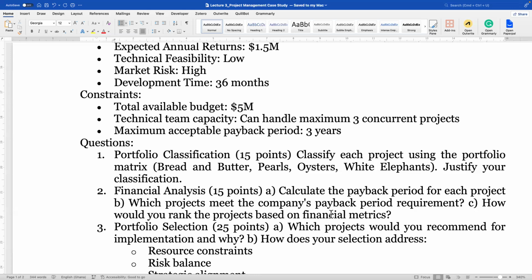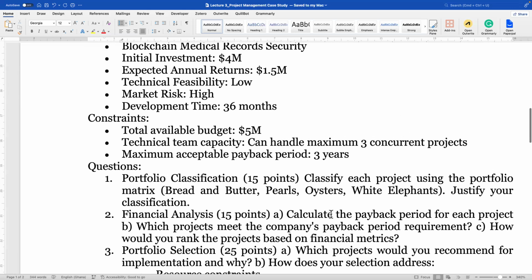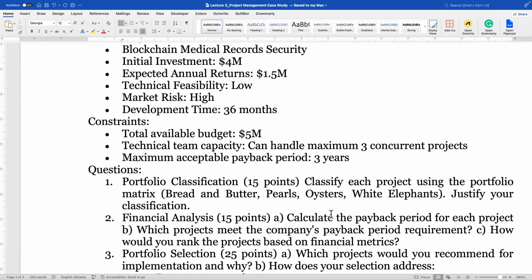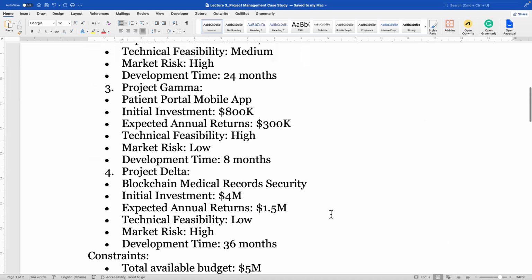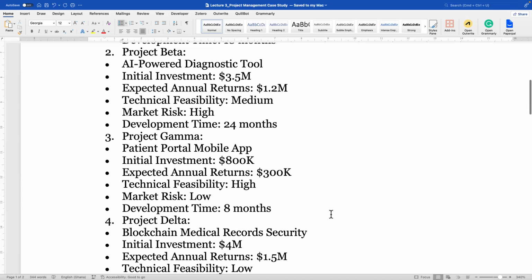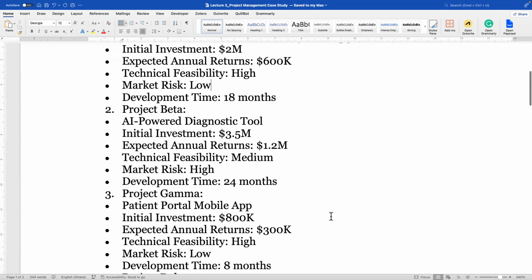They say total available budget is 5 million. The company has got 5 million. So if you go and pick project 4, which is 4 million, and you go and pick project 2, which is 3.5 million, it cannot form your project portfolio. More than that. So from the look of your eyes, you are able to discount some projects and say no.